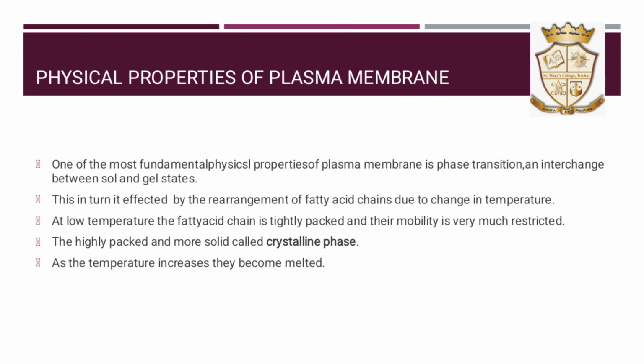So, physical properties of plasma membrane. The plasma membrane has a physical state involving phase transition and interchange between solid and gel states. This in turn is affected by the rearrangement of fatty acid chains due to change in temperature. At low temperature, the fatty acid chains are tightly packed and their mobility is very much restricted. This highly packed and more solid state is called the crystalline phase. As temperature increases, they become melted. So the polyphasic or phase transition state is a physical property of plasma membrane.